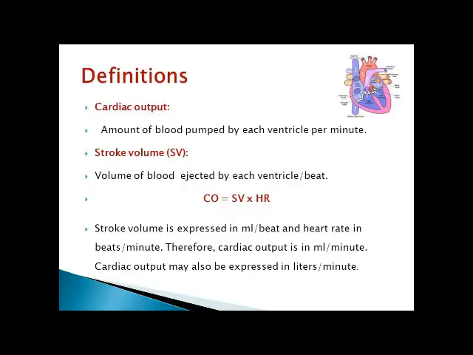Cardiac output is the amount of blood the heart pumps through the circulatory system in a minute. The amount of blood put out by the left ventricle of the heart in one contraction is called the stroke volume. The stroke volume and the heart rate determine the cardiac output.